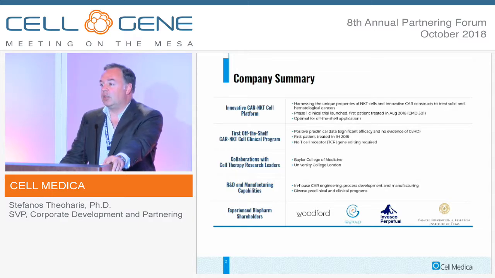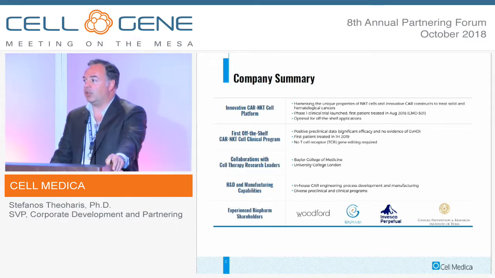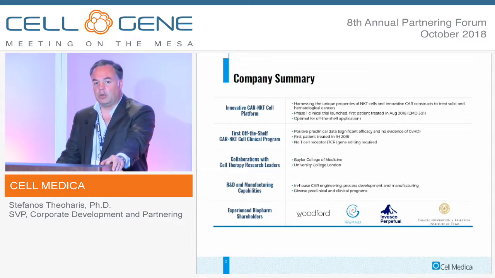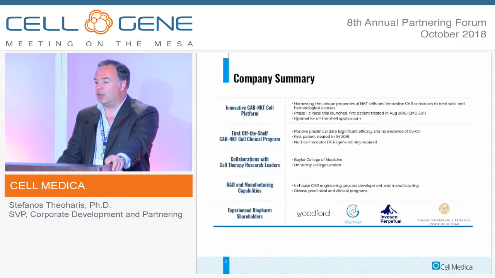And we think that the key advantage of NKT cells is really its applicability to off-the-shelf applications. And really, this is where we see tremendous value. We think that this is where the field eventually needs to head towards in order to be able to deliver products of much reduced cost and also being readily available for patients around the world.